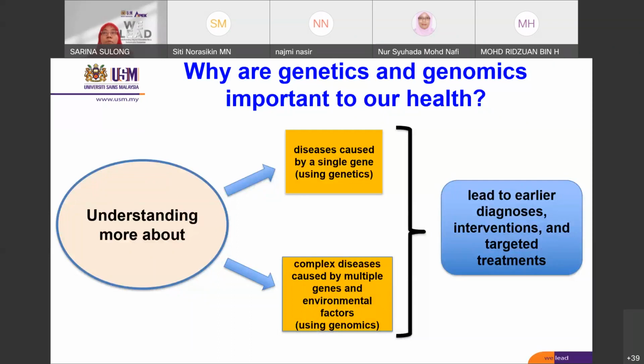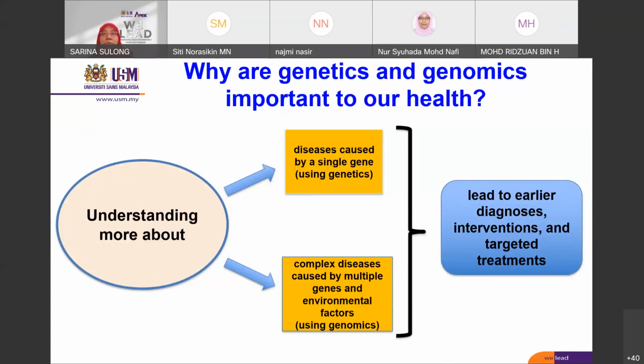So before we go into details about microarray, let me ask you actually, why are genetics and genomics important to our health? Genetics and genomics both play roles in health and disease, and both may provide more understanding about diseases, including complex diseases, which can lead to earlier diagnosis, interventions, and also targeted treatments.